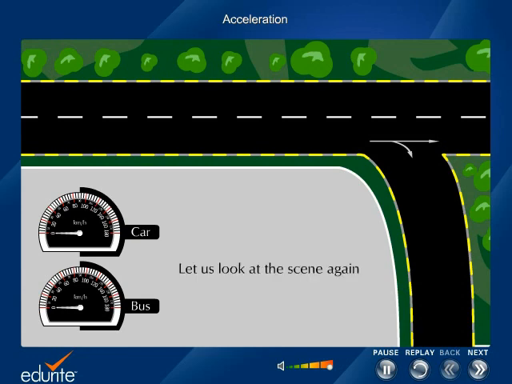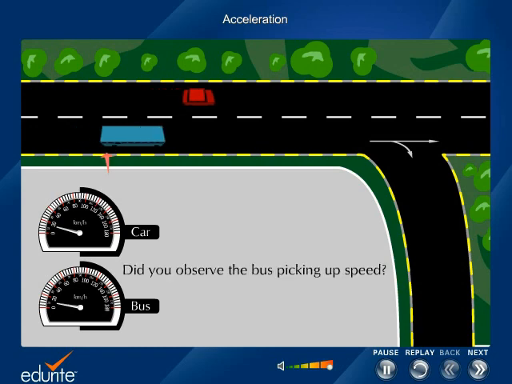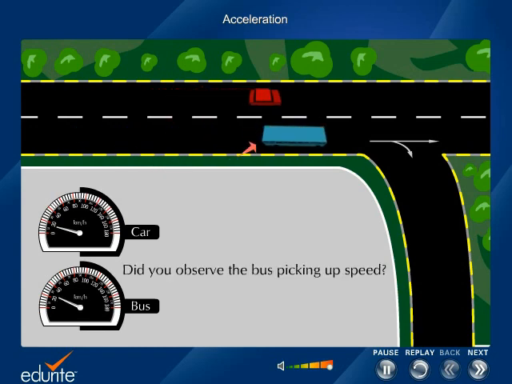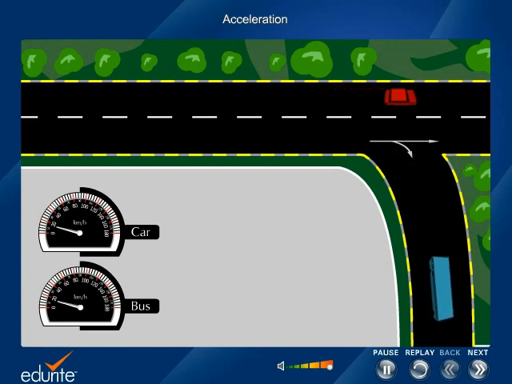Let us look at the scene again. Did you observe the bus picking up speed? You know that the bus driver accelerated to overtake the car. What was he doing when he was taking the turn? Did he accelerate then too?